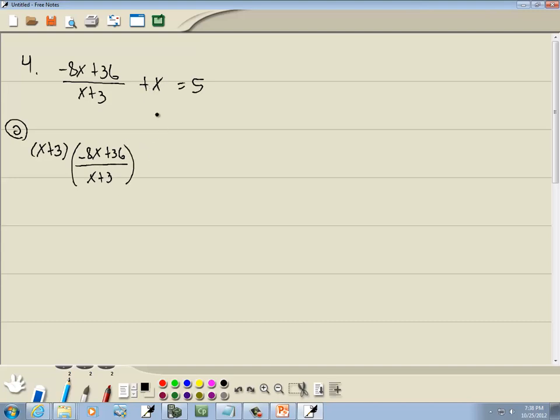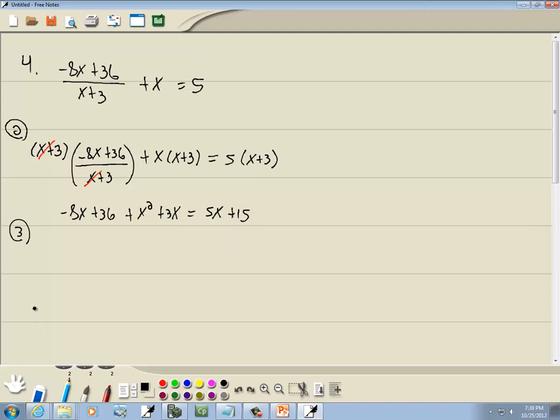Now this plus separates the x, so I'm going to multiply it by the x also. And over on the right side here, I'll multiply it times the 5. So here the x plus 3's cancel, and we got negative 8x plus 36. X times x is x squared, x times 3 is 3x, 5 times x is 5x, and 5 times 3 is 15.